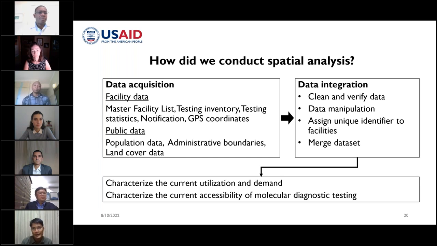And another challenge that we face is the mismatch between the different data sets. For the laboratory statistics, most of them are facility-based, but for the program statistics, they are township-based, because township is the basic management unit in our country. After we have the data set in hand, we do two types of analysis. The first one is characterizing the utilization and demand, and second, we characterize the accessibility. Next slide, please.